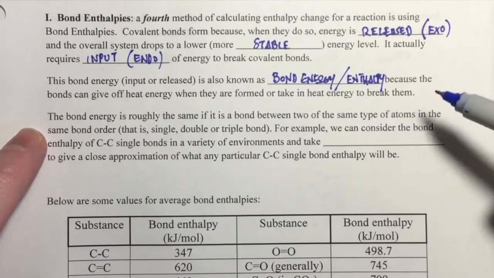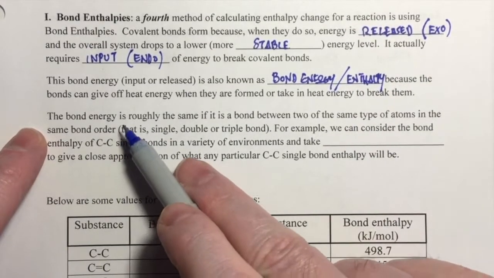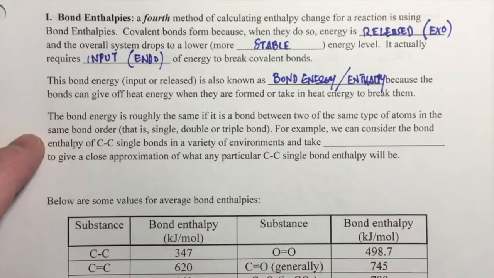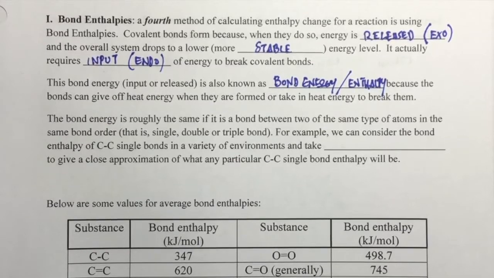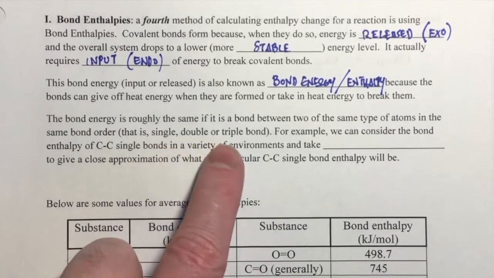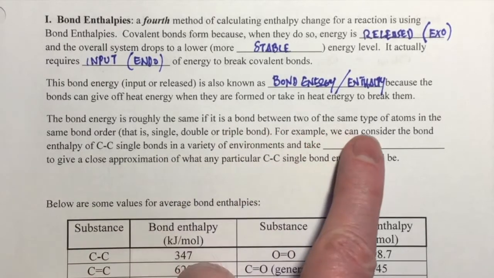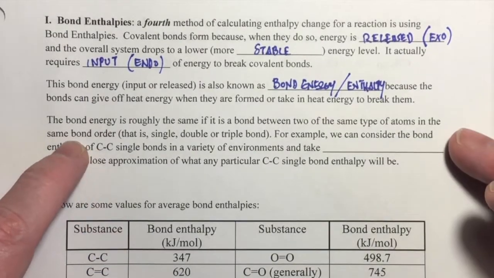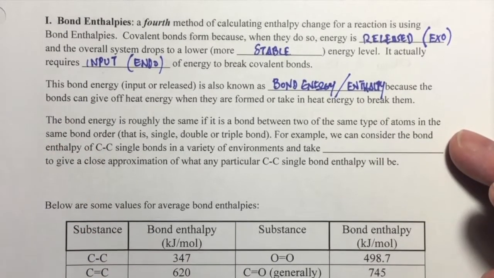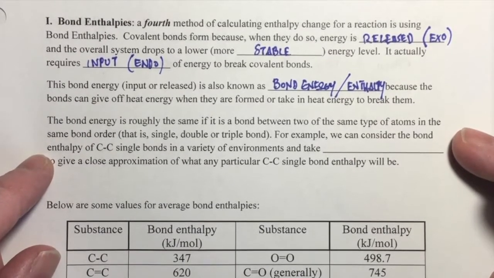Now, one of the ways that we can use this is that the bond energy, the enthalpy for a bond, is roughly the same if it is a bond between two of the same type of atoms in the same bond order. So let me explain what I mean by that. Bond order means whether it's a single, double, or triple bond. And if it's a bond between two of the same type of atoms, then it doesn't matter where you find that type of bond, in one molecule or another molecule, they're going to have approximately the same bond enthalpy.